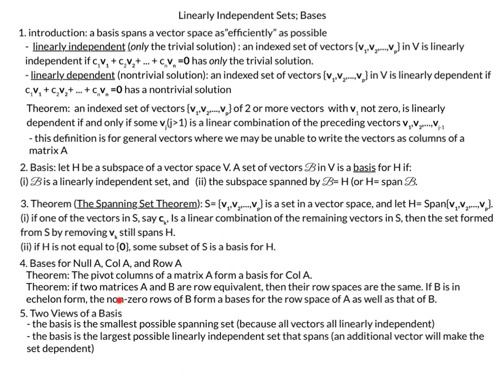The last topic we have is our two views of a basis. That is, the basis is the smallest possible spanning set. And it's the smallest because all vectors are linearly independent. You can't just throw one out. If you throw one out, you're going to lose some information because each vector has its own piece of information it's contributing. Second, the basis is the largest possible linearly independent set that spans, because if you add something, all of a sudden you're going to have a dependent set because the set already spans.